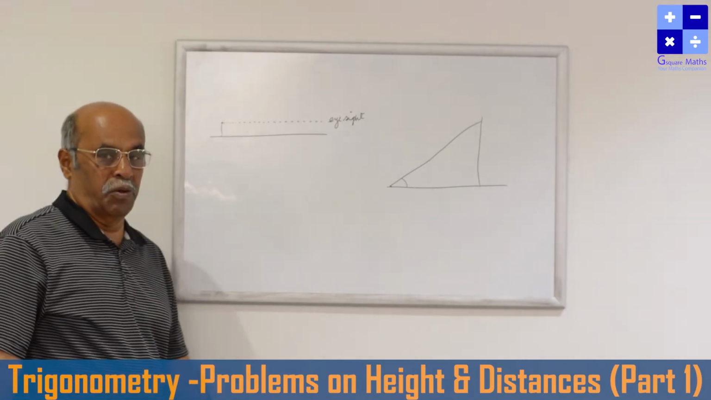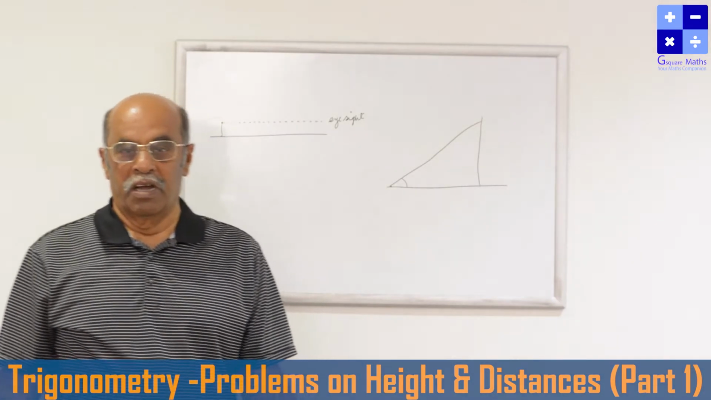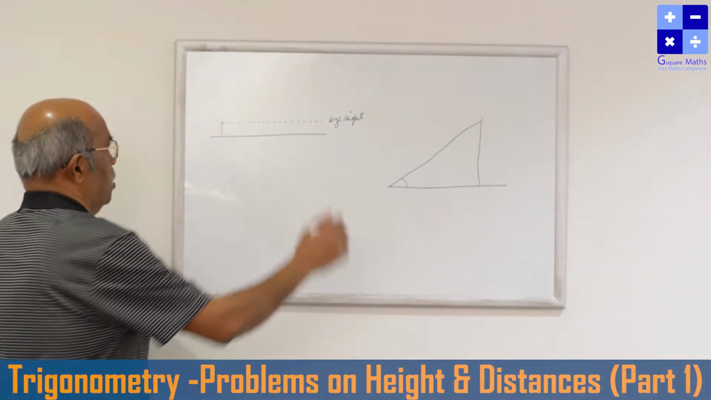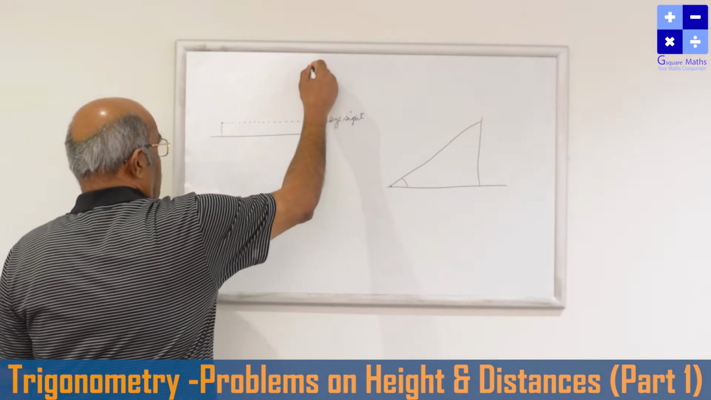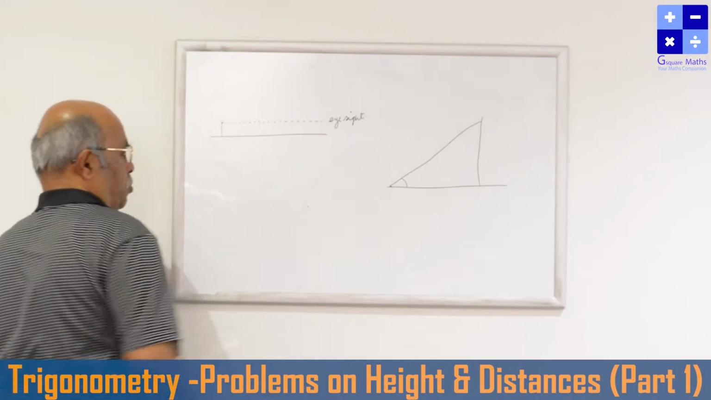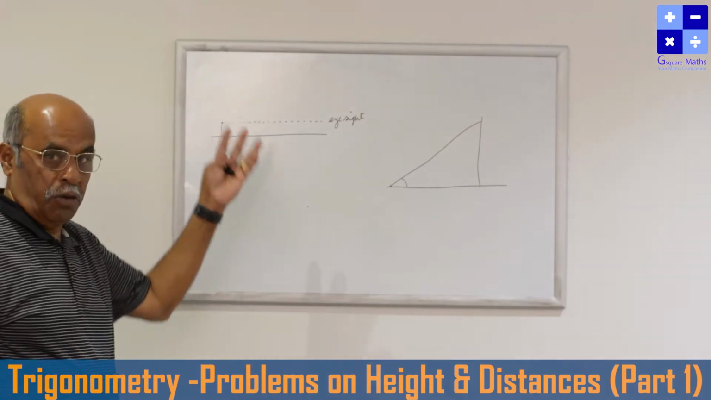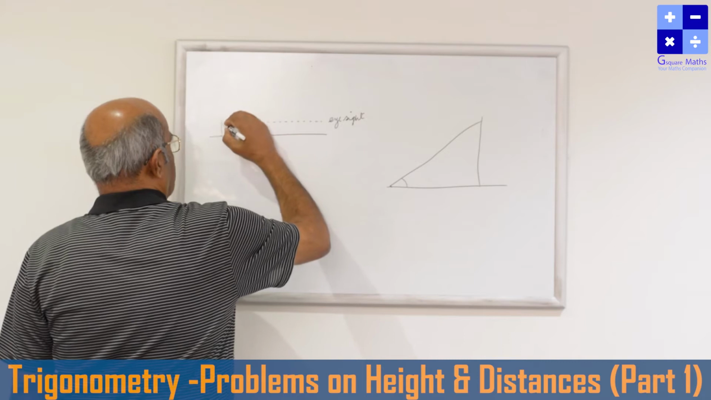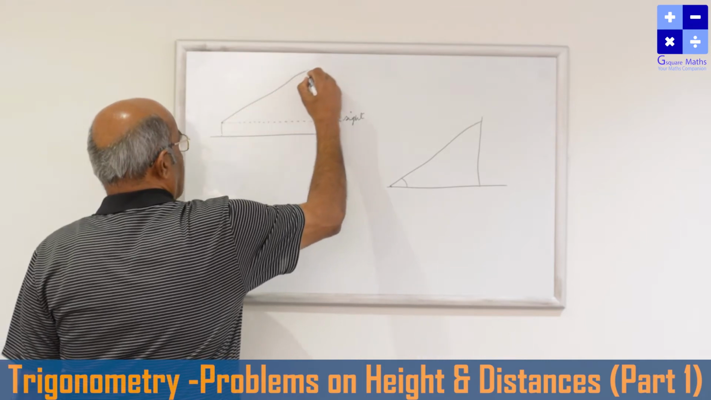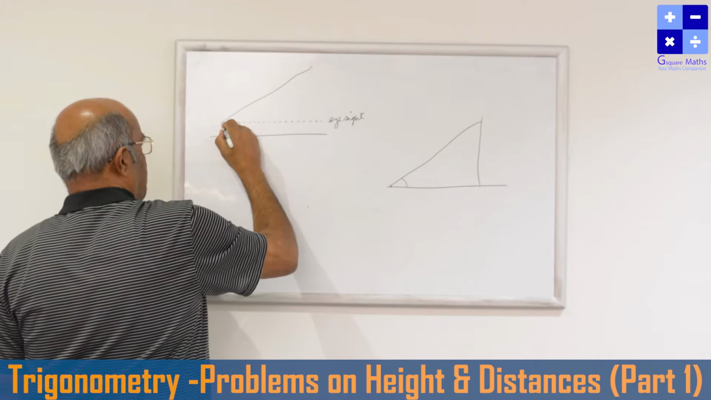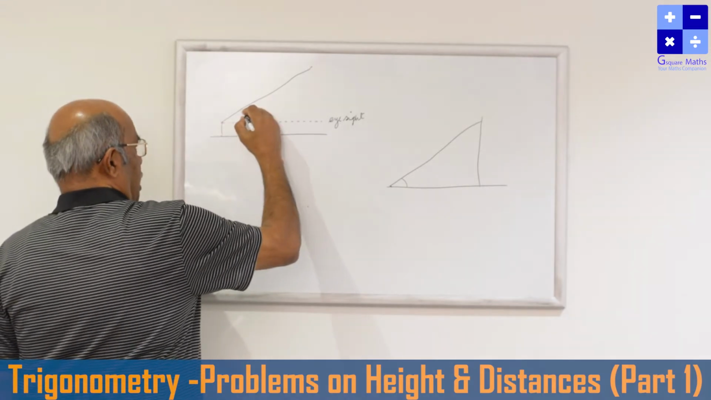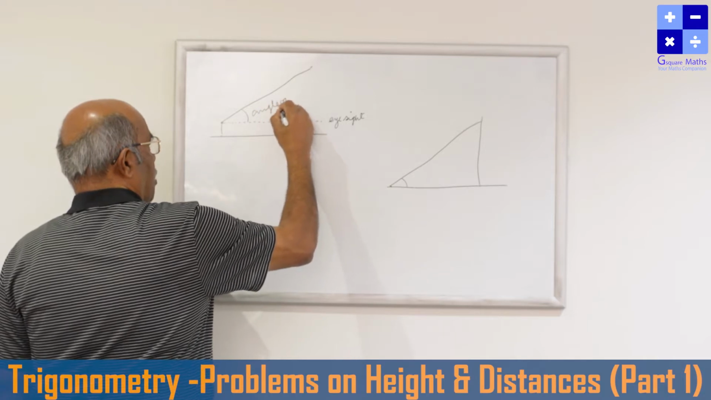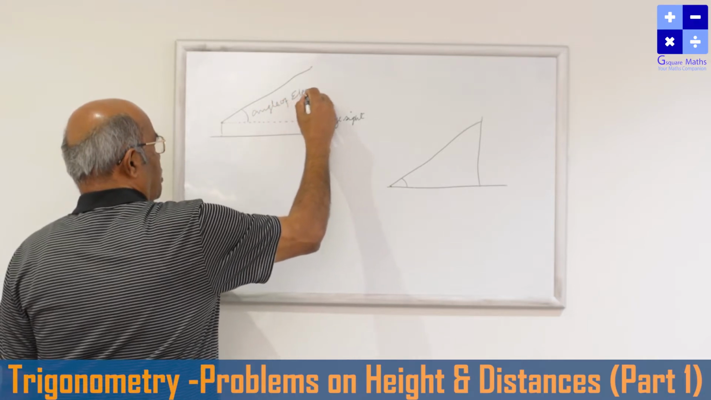The object may be anything. It may be a tower, a building, a flag post, or anything. That object may be above or below the eyesight. If the object lies above the eyesight, the line joining the object with the observer's eye is known as the angle of elevation.